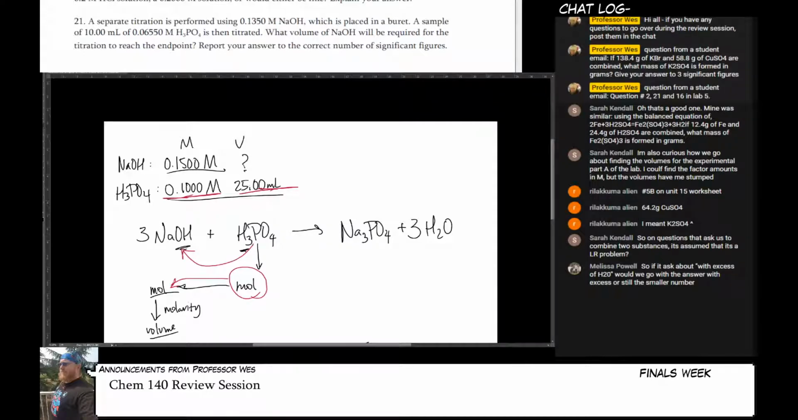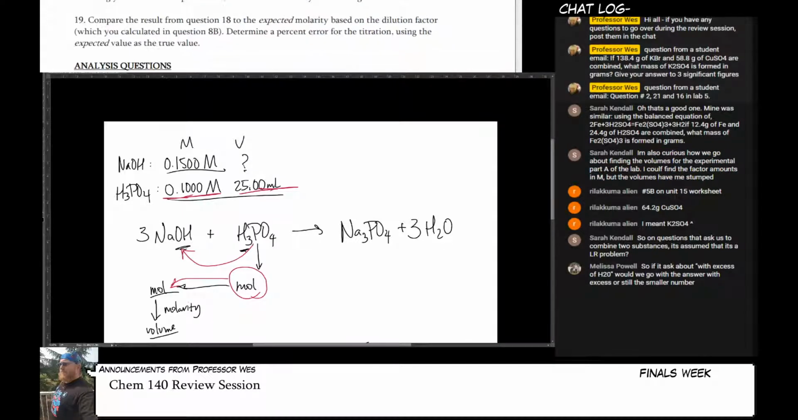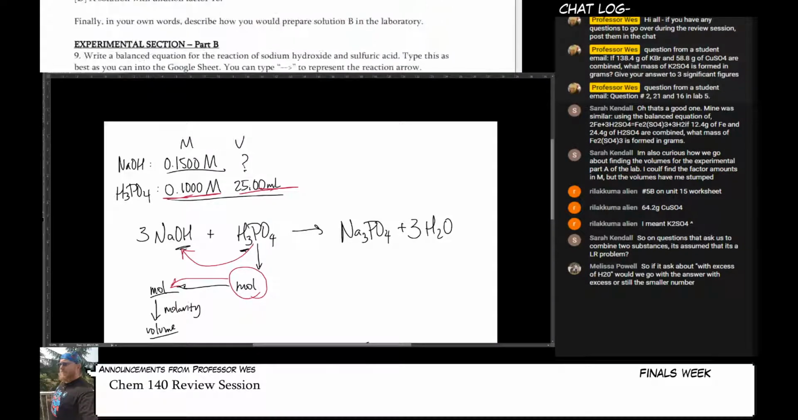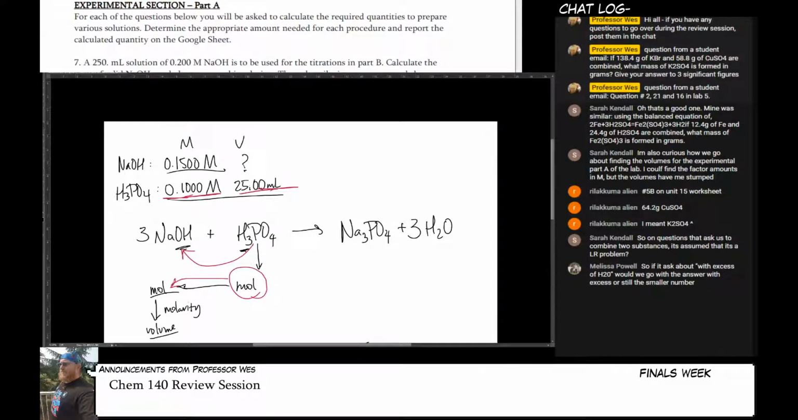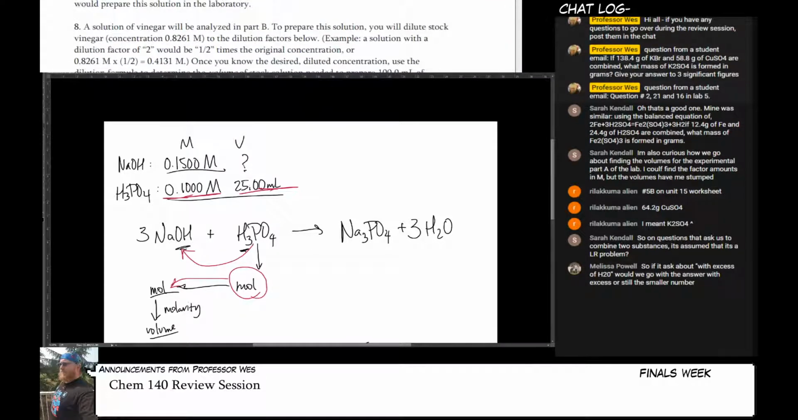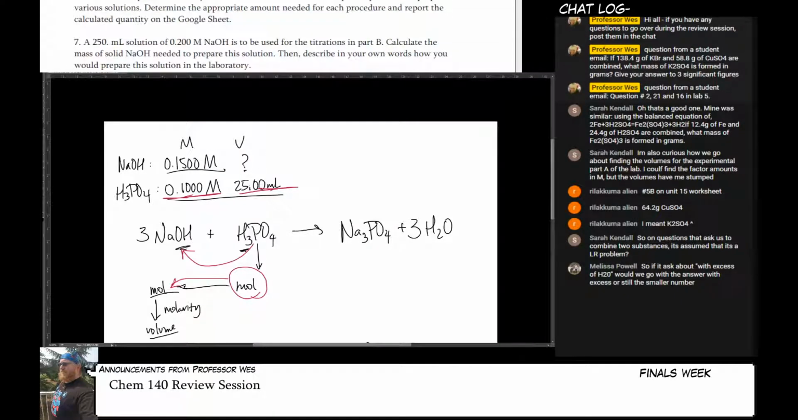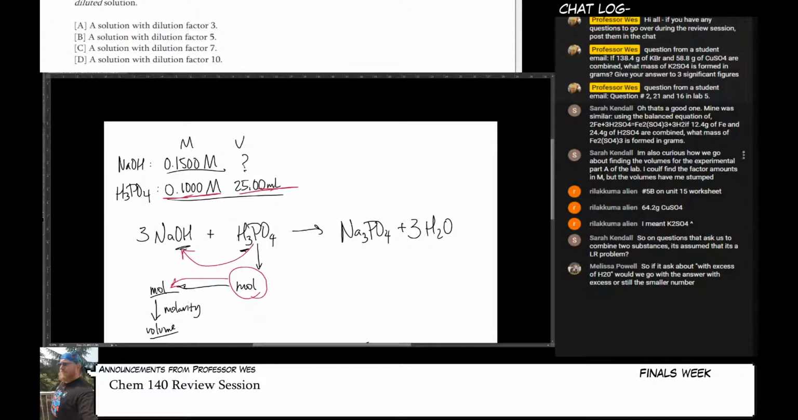All right. While we're at that, I'm going to skip the iron question really quickly just to answer this lab question that's right below. I'm going to do this one right here next, just because I have this on the screen. So part A, finding the volumes for the experimental. That's this right here, I believe, right?